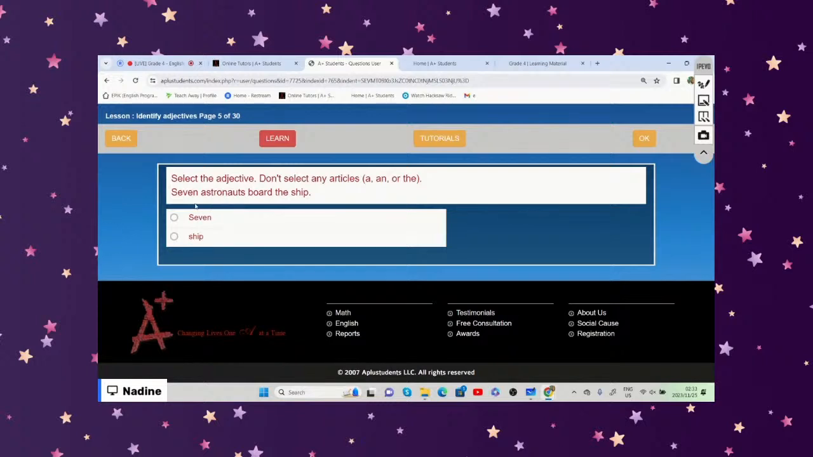All right. 7 astronauts board the ship. So 7 astronauts board the ship. And if we select the adjective, is it 7 or is it ship? And does it tell us how many or does it tell us what kind?